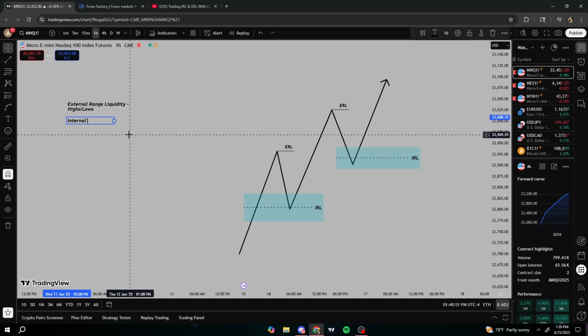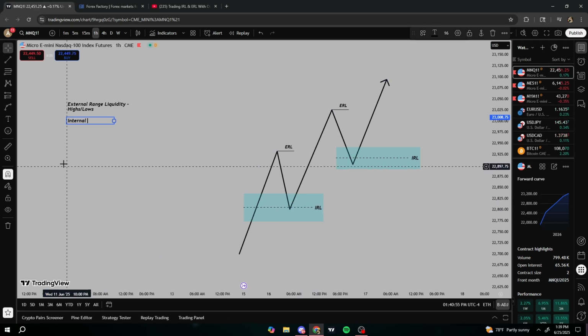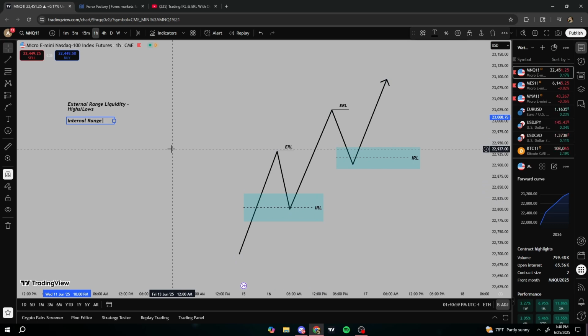Then we have internal range liquidity. So liquidity that's resting inside of the range, which is, as you can see here, fair value gaps, right? You think internal range, think fair value gaps. Think external range, think highs and lows, right? These are the two things that the market operates under: internal range inefficiencies and external range liquidity pools.